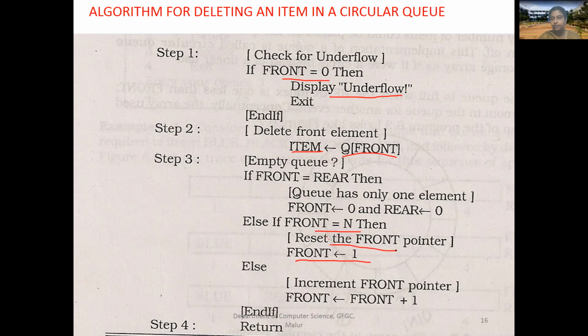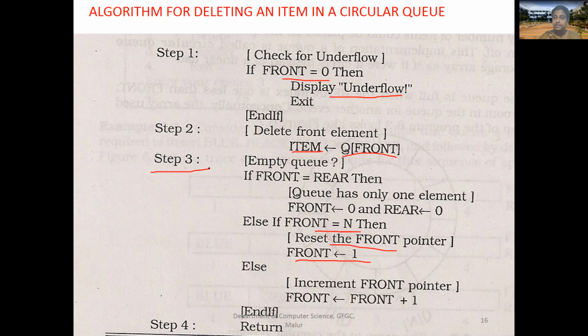Reset the front pointer. The last point has been reached, so what you have to do? You have to make the front once again 1. The last condition is, otherwise, if front is not at the last point nor at the first point, then front you need to increment. So see here in this third step, we are checking three logics. Front is equal to rear, meaning front value and rear value are the same, then you declare front is 0, rear is also 0 and complete it.